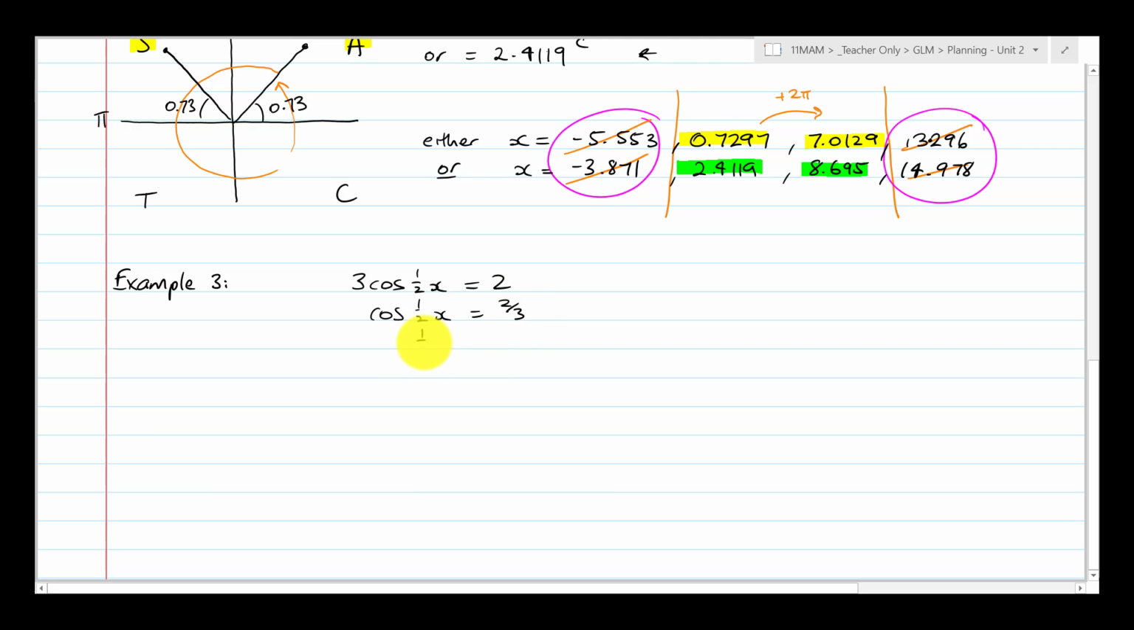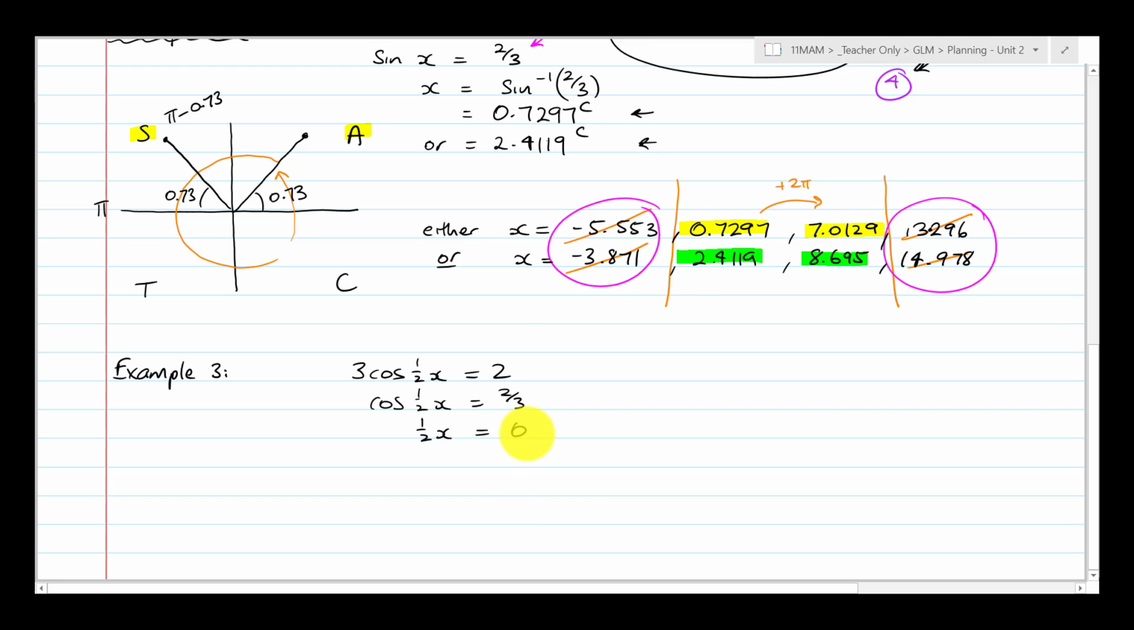And we calculate a half x is equal to, and remember our first solution was 0.7297 radians. Now this is where some people would go, great, now I double it. As soon as you double it though, you mess up the question. You really want to find all your solutions for a half x, and once you've found all your solutions, well at least your second solution in the second quadrant, then you start to double it.